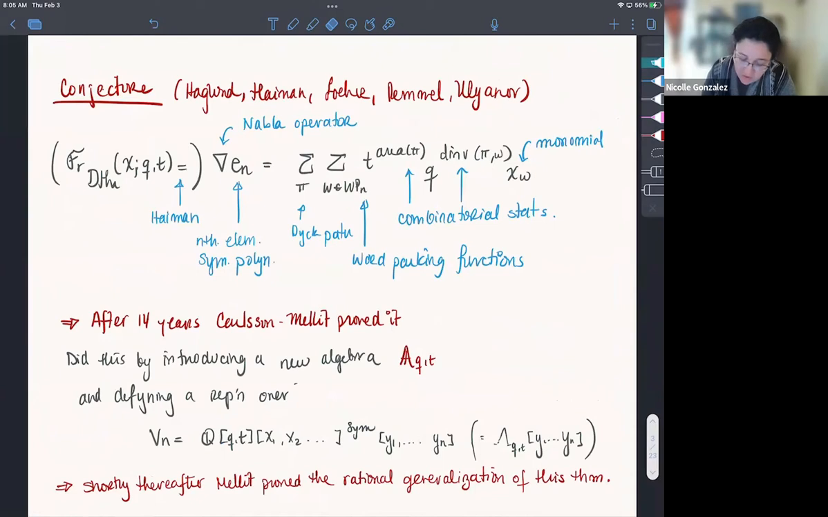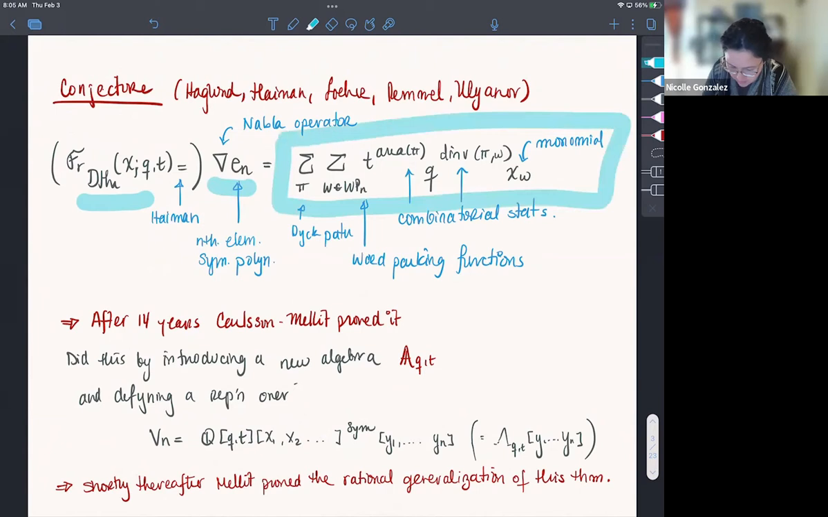The conjecture was originally due to Haglund, Haiman, Loehr, Remmel, and Ulyanov, and what they said is that this Frobenius character, right, on this side, was already known to be given by this operator nabla e_n. I'll discuss that in a second. And what they said is that it's supposed to be this big sum in terms of combinatorial statistics, parking functions, monomials, some combinatorial statement, right?